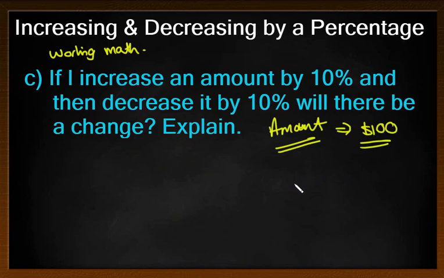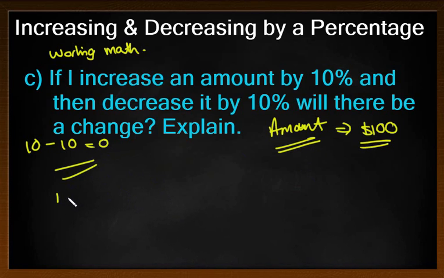So it says if I increase an amount by 10% and then I decrease it by 10%, will there be a change? Most times people say no, there won't be a change, because if you're adding 10 on, you're taking 10 away. Well, it's kind of doing that, right? It's doing 10 minus 10, which equals 0 change. However, this question is a trick question, because let's actually do it with this part.